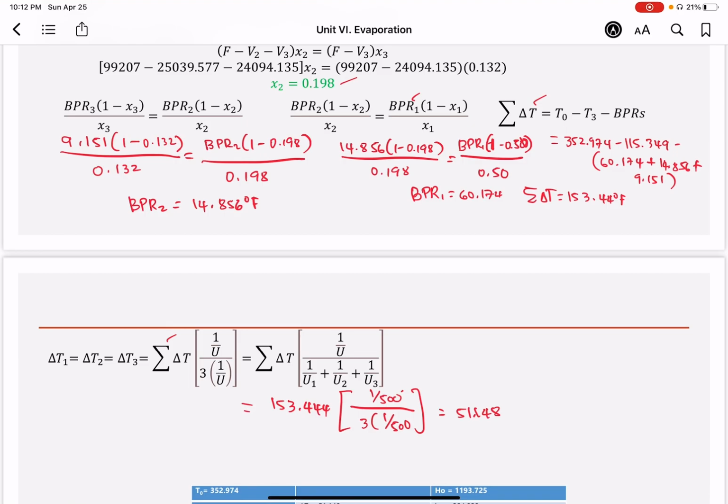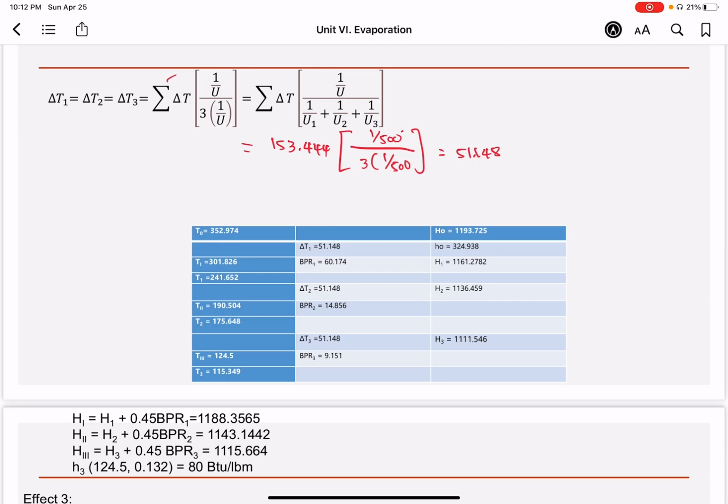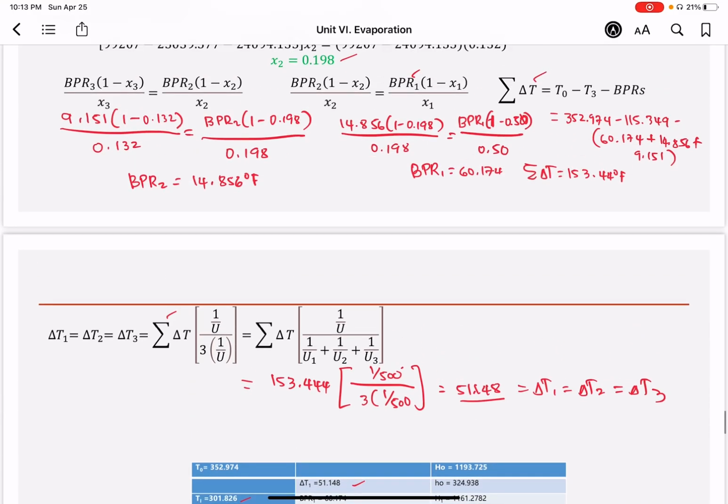You get that value to be 51.148. So since we arrive at that, let's do now a new temperature distribution diagram along with their enthalpy values. So at TO 352.974, you get your delta T1 to be equivalent to 51. This one is equivalent to delta T1, delta T2, delta T3. That's it. So we start again. TO is 352.974 minus 51.148 is 301.86. BPR1, 60.174, the one that we get here. Okay.